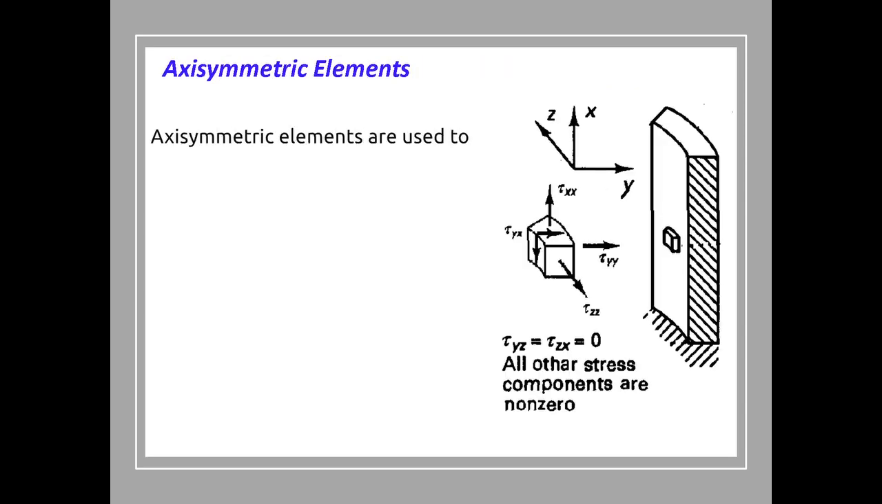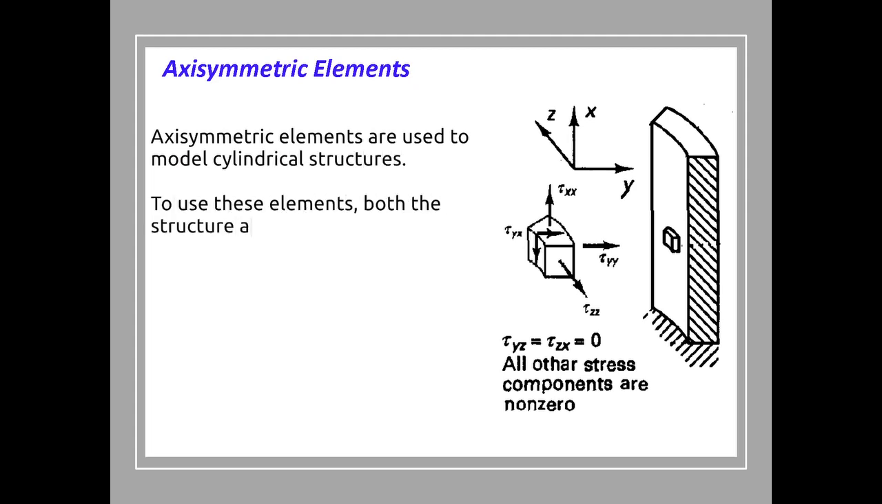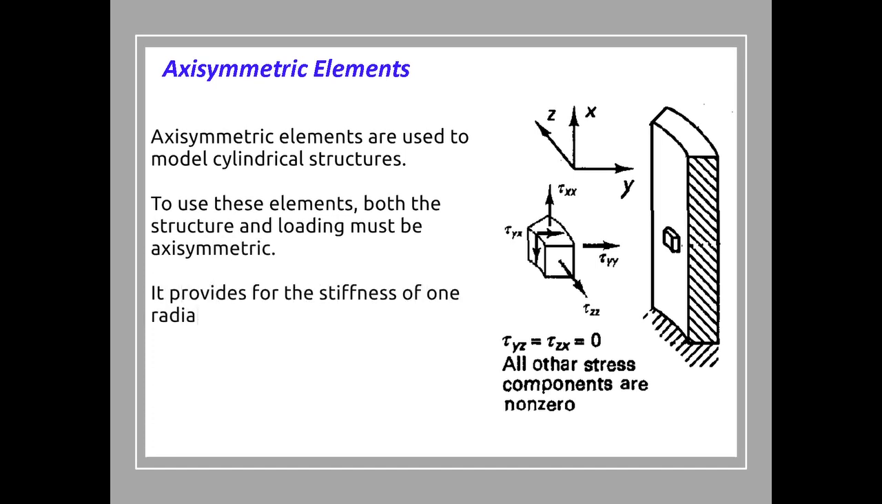Axisymmetric elements are used to model cylindrical structures. To use these elements, both the structure and loading must be axisymmetric. It provides for the stiffness of 1 radian of the structure.